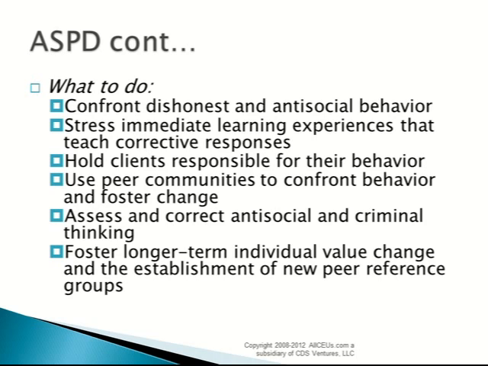What to do? Confront dishonest antisocial behavior. If they're being dishonest and manipulative, and they're trying to manipulate someone, especially for their own gain, call them on it. This is one of the strongest aspects of the therapeutic community. Now, a lot of your patients will not be in TCs, but it's still important outside of a TC to call people on antisocial behavior. Stress immediate learning experiences that teach corrective responses. There should be immediate consequences when there is a violation of someone else's boundaries. When they exhibit antisocial behavior, these are the consequences. Hold them responsible for their behavior and use peer communities to confront the behavior and foster change.